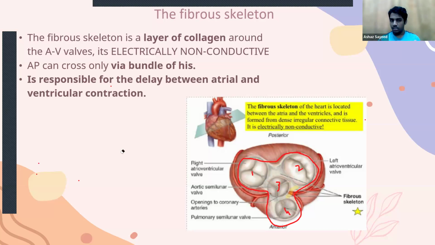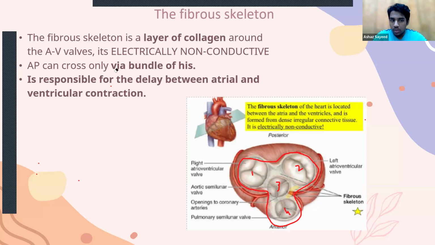The fibrous skeleton surrounds the valves, and it's made up of collagen. Remember, it's made up of collagen and it's not conductive. So any action potential does not affect the fibrous skeleton. But somehow the action potential has to cross the fibrous skeleton to supply the ventricular walls.